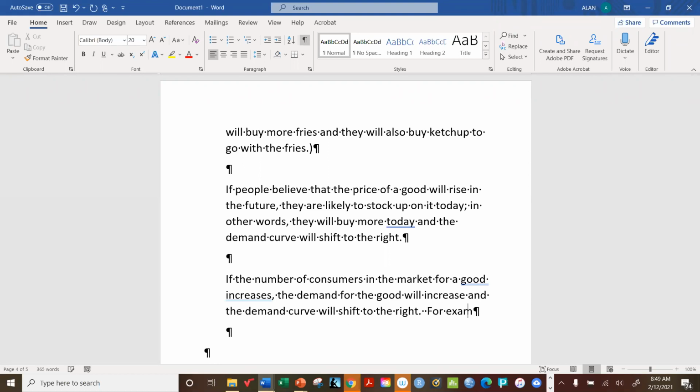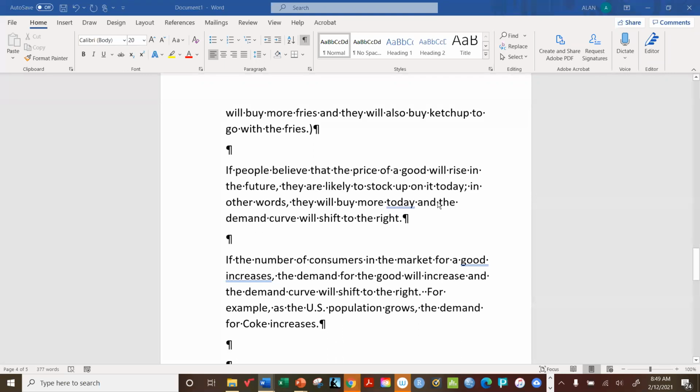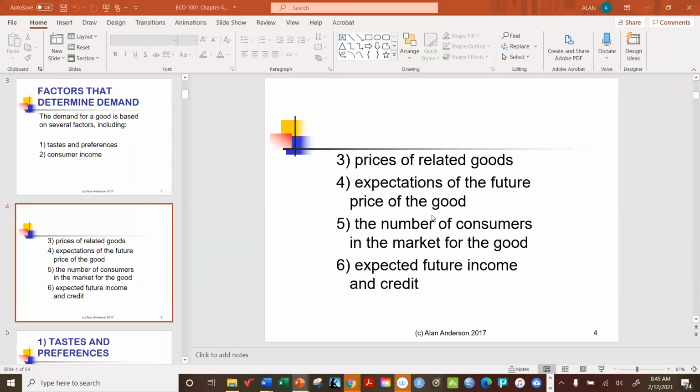Okay, so for example, as the US population grows, the demand for Coke increases. It's just that simple. There's more people to drink the Coke, and everybody likes Coke, more or less. So there's more people, there's more demand for Coke. That's the bottom line. All right, and then this last one, expected future income.